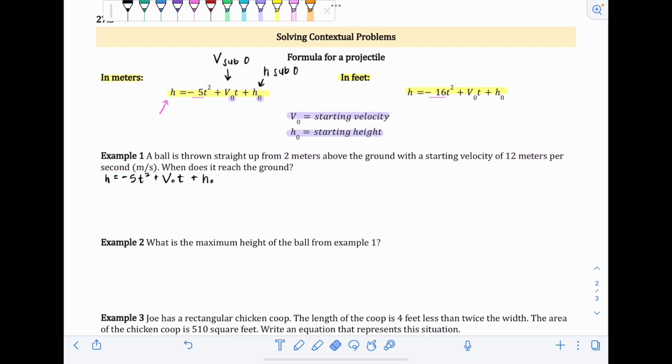If we read back through the problem one more time, it says a ball is being thrown straight up from 2 meters above the ground. That 2 meters above the ground is where it's starting, so that's the initial height. That'll go in for h sub 0. And then it says with a starting velocity of 12 meters per second. It says starting velocity right in there, so that's going to be our v sub 0, and that'll go in right here. That's all we're going to put into the equation for now.